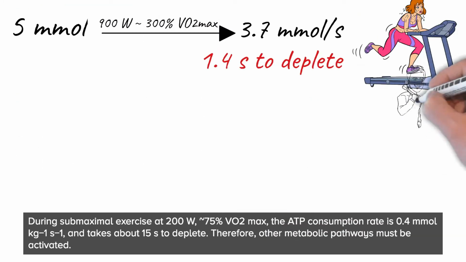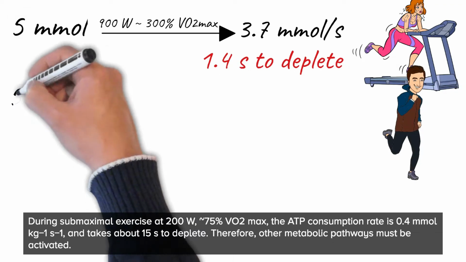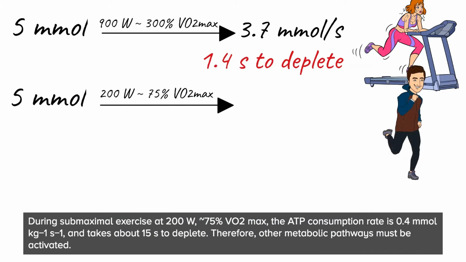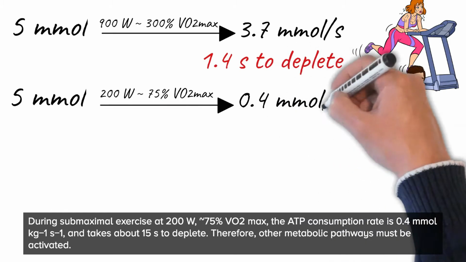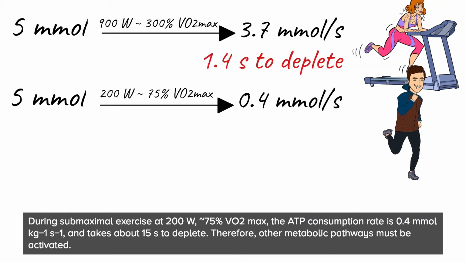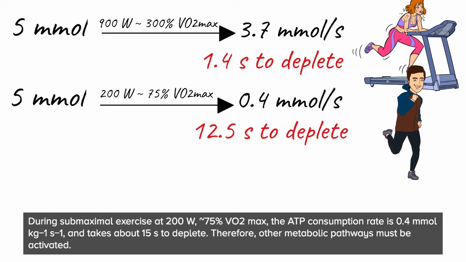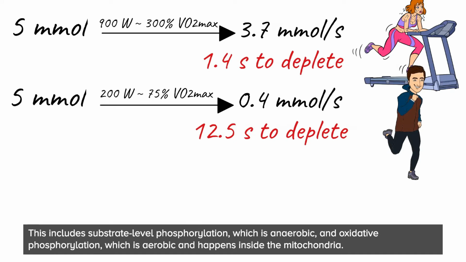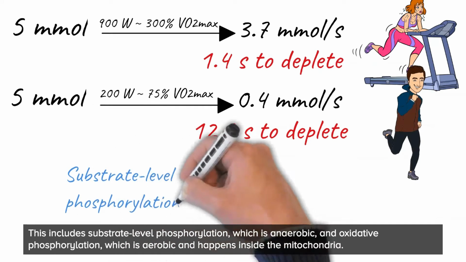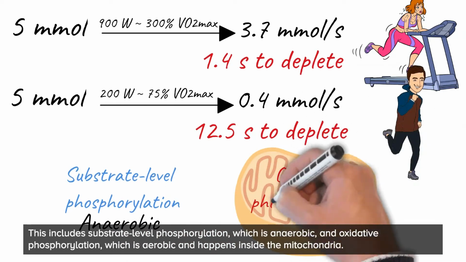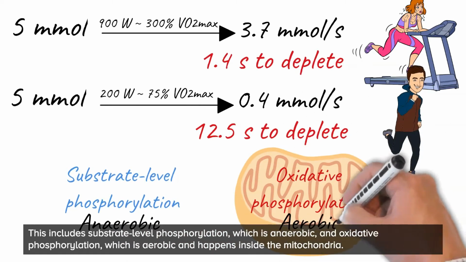During submaximal exercise at 200 watts, about 75% VO2 max, the ATP consumption rate is 0.4 millimole per kg wet muscle per second and takes about 15 seconds to deplete. Therefore, other metabolic pathways must be activated. This includes substrate-level phosphorylation, which is anaerobic, and oxidative phosphorylation, which is aerobic and happens inside the mitochondria.